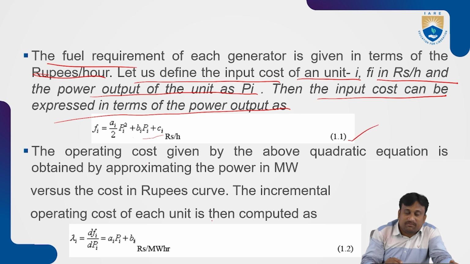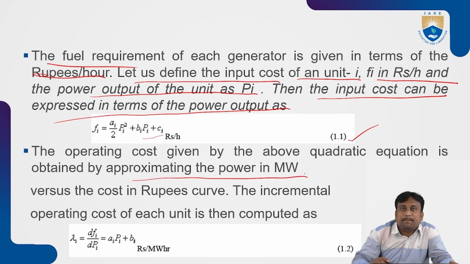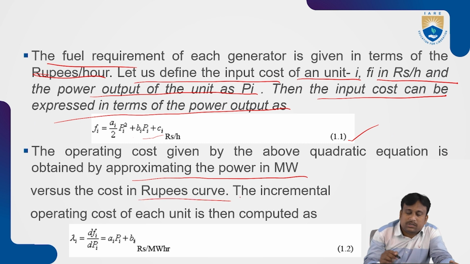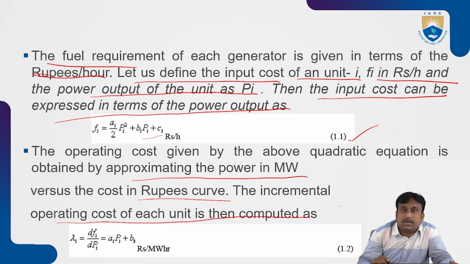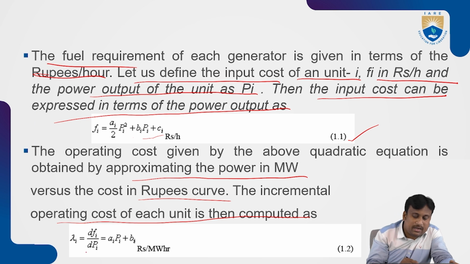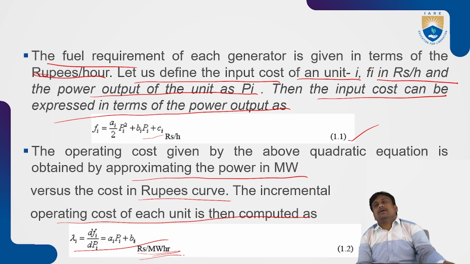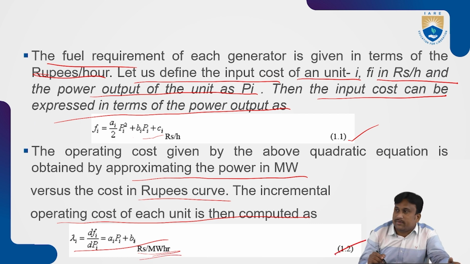which is treated as equation 1. Now the operating cost is given by the quadratic equation, which is obtained by approximating the power in megawatt versus cost in rupees. So the incremental operating cost of each unit is calculated as lambda i equals dFi by dPi equals ai Pi plus bi, which is in rupees per megawatt hour. This is treated as equation 2.